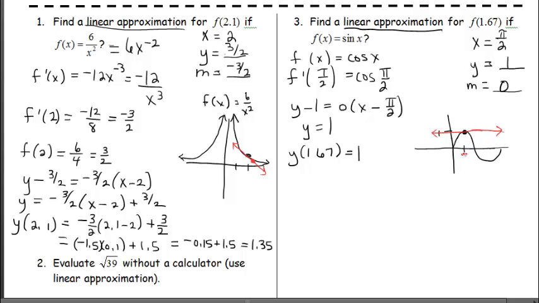So if this x value down here is pi over 2, then 1.67, which is a little bit bigger than that, is going to be to the right of pi over 2. And when I go up, I'm going to hit the graph before I hit the tangent line. If you're asked, the tangent line is an over approximation to the actual value because the graph is concave down.